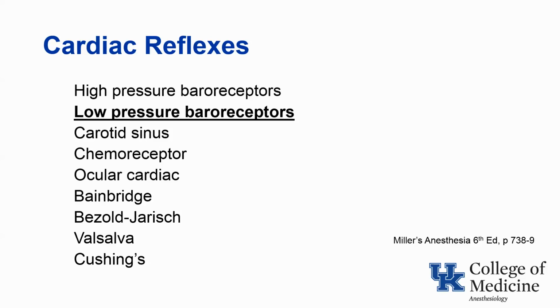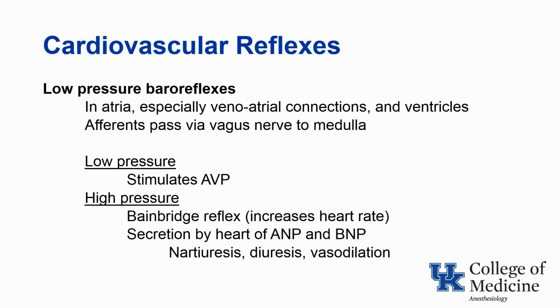Let us then turn to the low pressure baroreceptors. These are located in the atria, especially at the veno-atrial connections, but also in the ventricles. The afferents pass via the vagus nerve to the medulla. Low pressure in these receptor sites stimulates the release of vasopressin, while high pressure in these receptor sites causes the Bainbridge reflex with an increase in heart rate and the secretion by the heart of ANP, BNP, resulting in natriuresis, diuresis, and vasodilation.